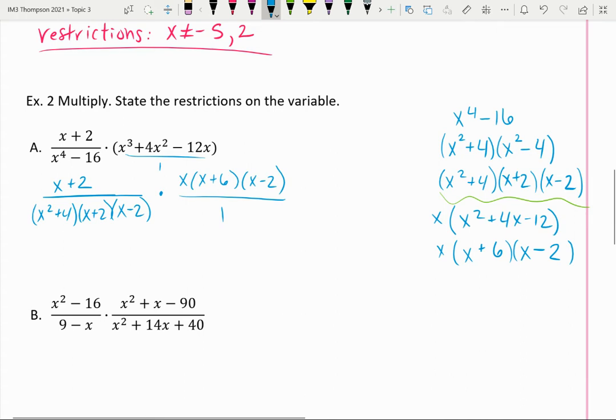When looking at the denominator, I've got 3 factors, and we see a unique situation here, which is worth discussing. The obvious restrictions occur at 2 and negative 2. This other restriction isn't a real number, so it's not going to count.